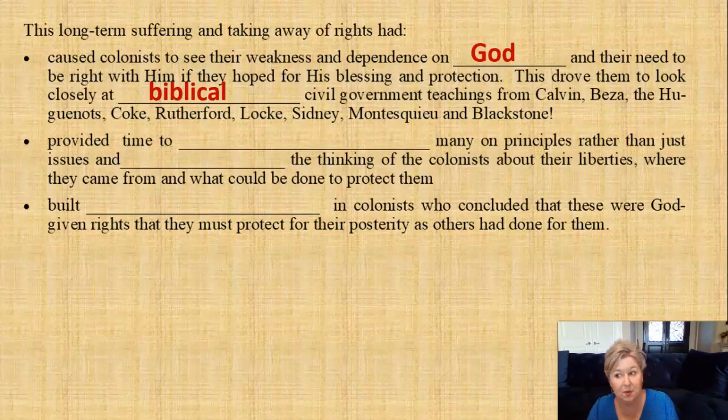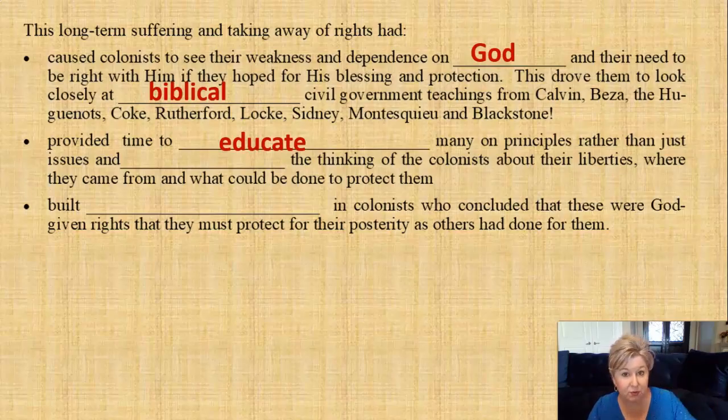So 13 years will become 15 by the time we get to independence. Well, this gave lots of time to actually educate the colonists on principles rather than just, I'm mad about this issue. I'm mad about this quartering of troops that's happening in Delaware. They really had to think deeply about how this impacted all of them, whether or not it was happening in their own colony. What were the deeper ideas that were at stake?